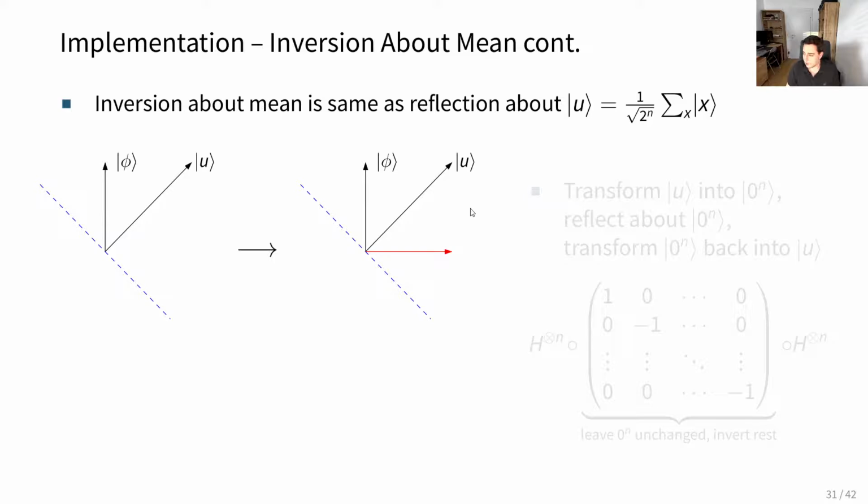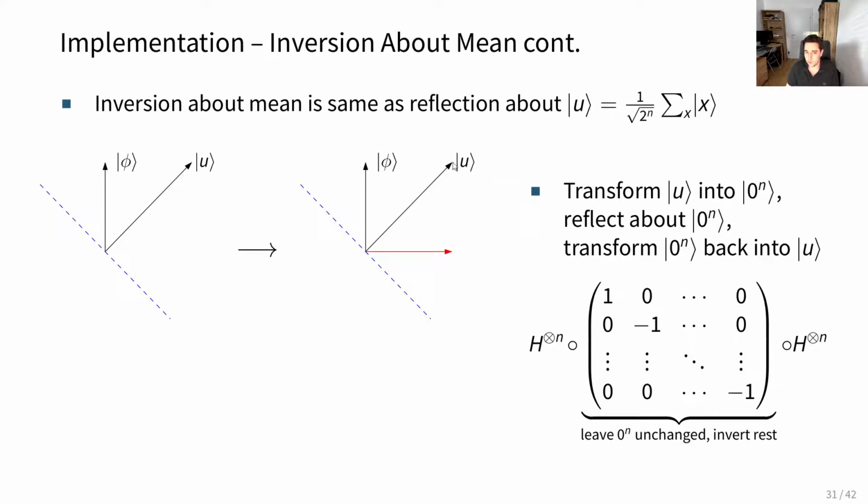Okay, so this reflection, how is it done? Well, first we need to transform this uniform vector to the zero vector, because we use that for our function with the all zero vector. Then we need this reflection, because we will see that this is actually the same as the inversion about the mean. And then we need to transform back in order to not destroy anything here. The function which does this is exactly this one, which is Hadamard at the beginning and the end, and then this matrix in the middle. We'll see why on the next slide.